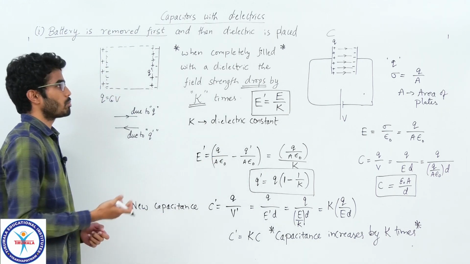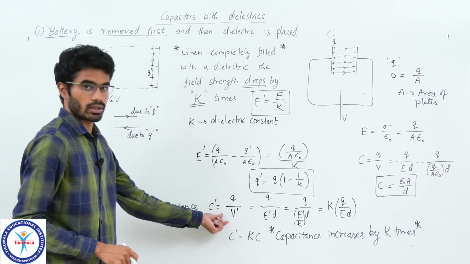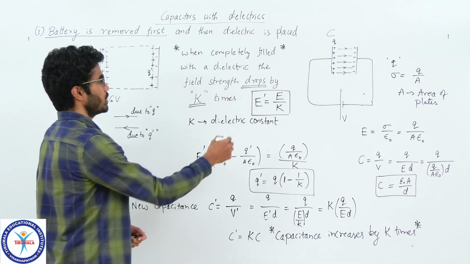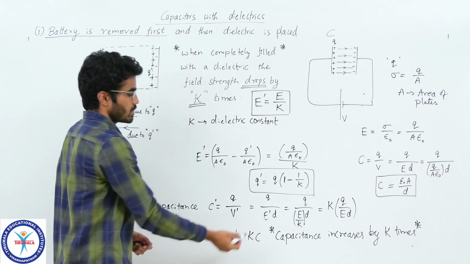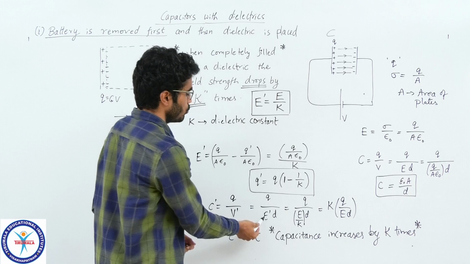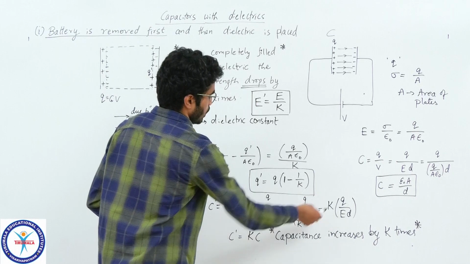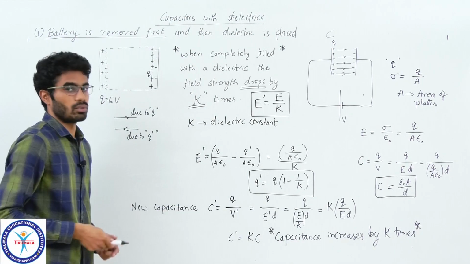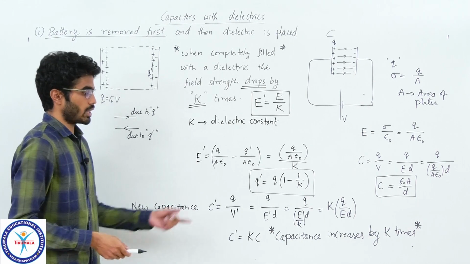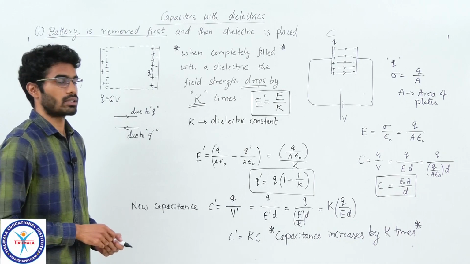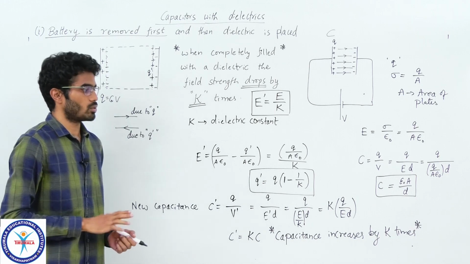Now let's see what happens to the capacitance. The capacitance is given by Q per unit potential difference. Because the field is affected here, the potential difference is also affected. The new potential difference is given by E dash into D, the new field into the distance. So we get the capacitance as K times the original value. That means the capacitance has improved. The capacitance increases by K times when you fill the dielectric inside the capacitor. So these are important points, you have to remember this.